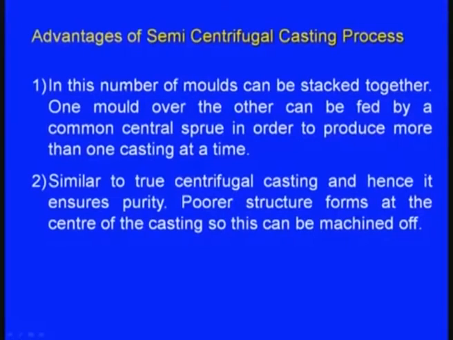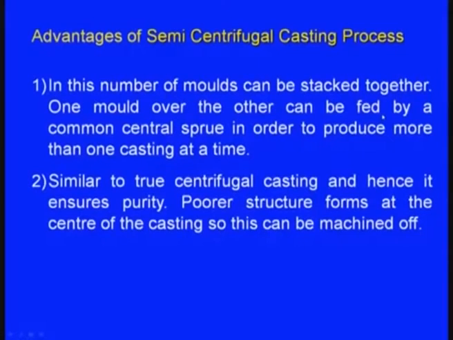Advantages of the semi centrifugal casting process. In this, a number of molds can be stacked together. One mold over the other can be fed by a common central sprue in order to produce more than one casting at a time. Means one mold can be placed over another mold, and all these can be connected by a common sprue, and the molten metal can be supplied to all these molds at a time. So at a time we can produce more than one casting.